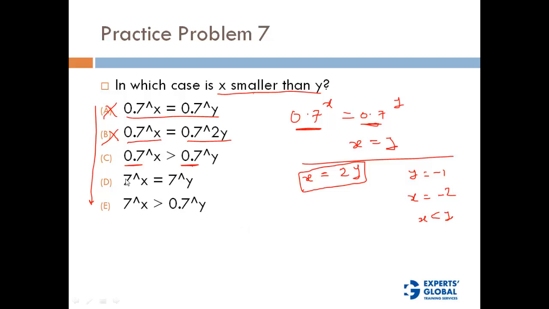Let's look at this third option, 0.7 raised to x greater than 0.7 raised to y. Now you may be tempted to believe that because the bases are the same, the same inequality will hold true in terms of the powers. So you may conclude that x is greater than y, but that is not always true because the base here is less than 1.